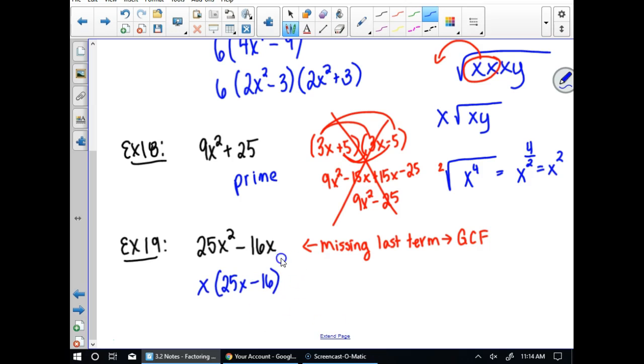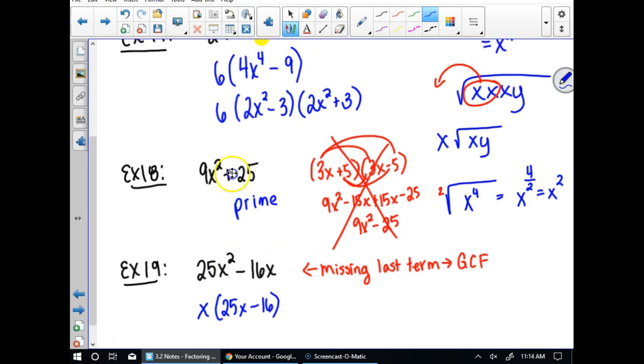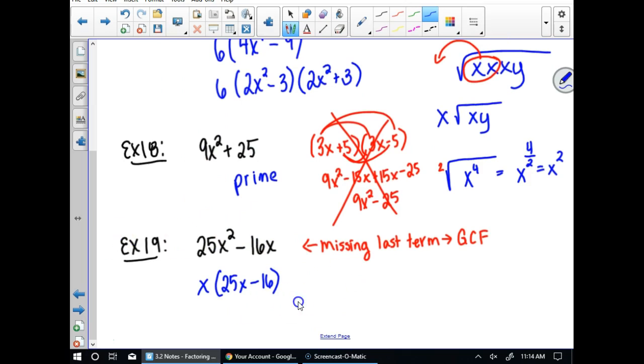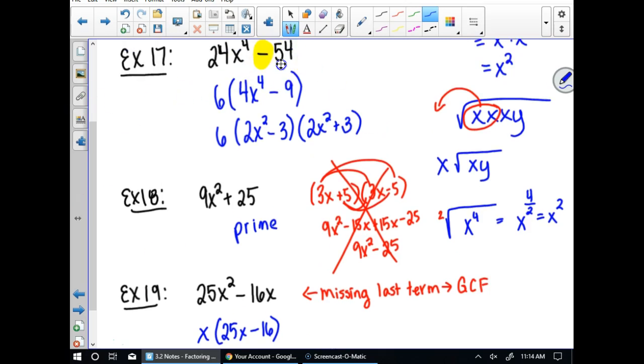You can probably see how you would get this mixed up with that difference of squares pretty easily. So look out for that. If you're missing the last term, that's when you do a greatest common factor. It's when you're missing that middle term that you're going to do a difference of squares, if possible.